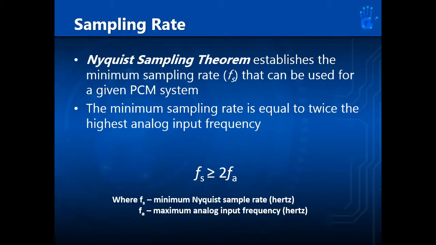Sampling rate. The Nyquist sampling theorem establishes the minimum sampling rate, F sub s, that can be used for a given PCM system. The minimum sampling rate is equal to twice the highest analog input frequency. To put it into a formula, F sub s is greater than or equal to 2 times F sub a, where F sub s is the minimum Nyquist sampling rate in Hertz, and F sub a is the maximum analog input frequency, also in Hertz.